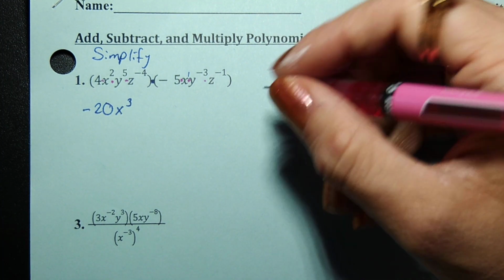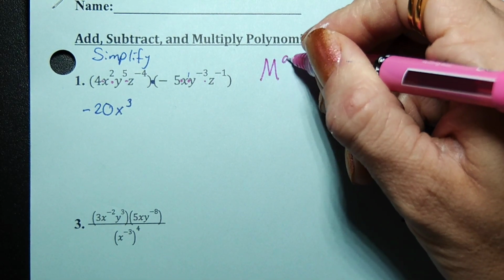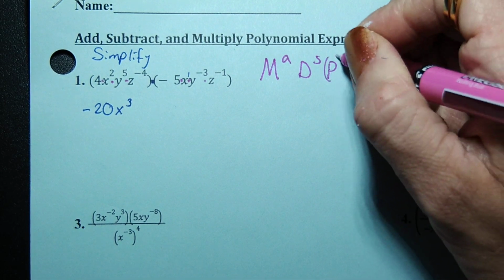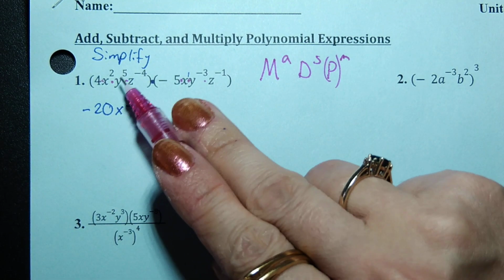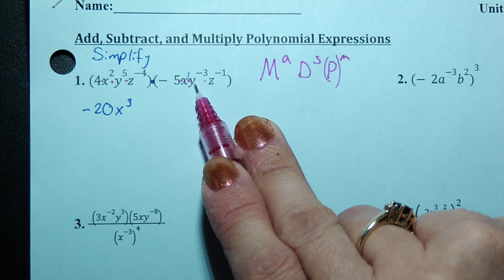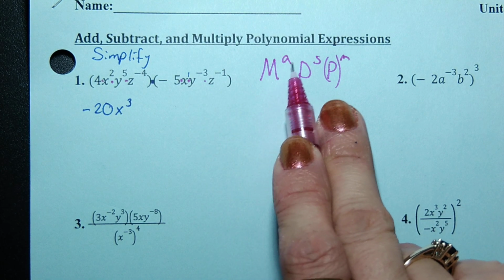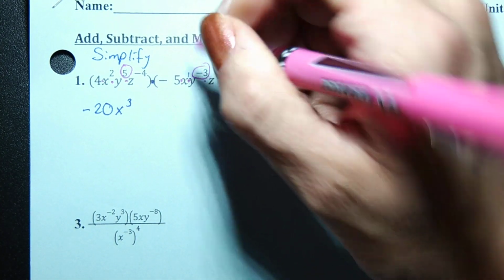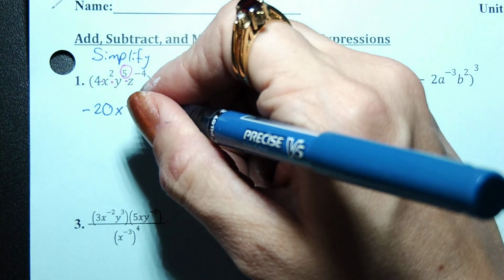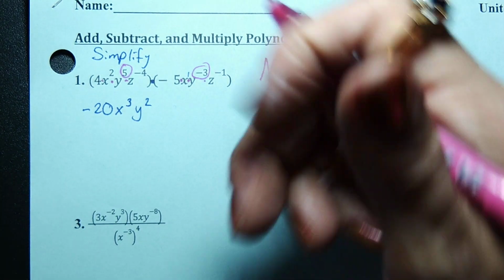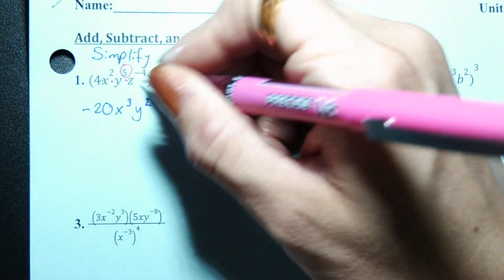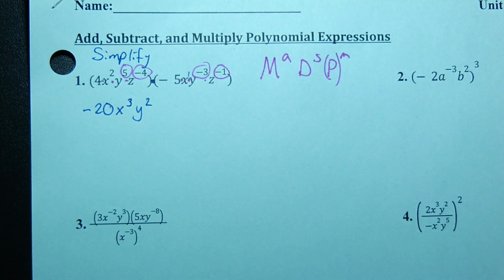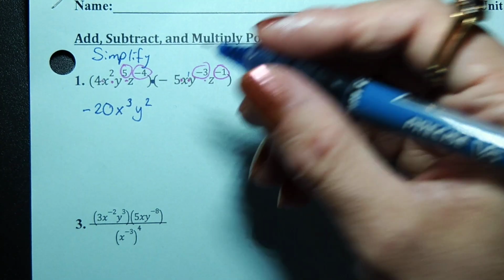So that acronym that's going to help us is MADSPAM. M to the A, D to the S, P to the M. MADSPAM. So to figure out what to do with the y's, I am multiplying them. That's my base operation. So what should I do with the exponents? Add them. So 5 and -3 is y squared. Then with my z's, I've got z to the -4 times z to the -1. I'm going to add -4 and -1 together, which gives me -5.